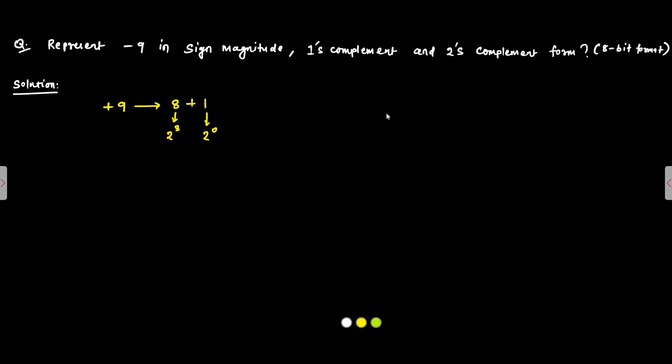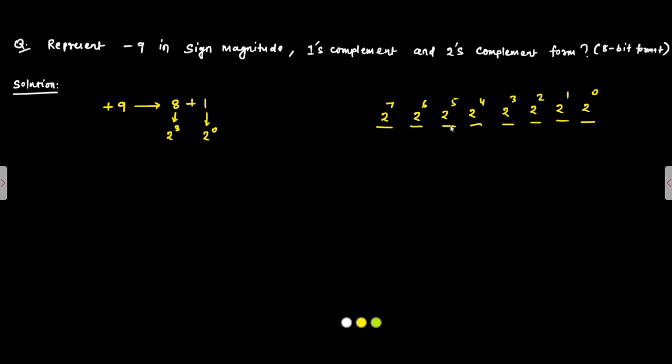So 2 to the power 7, 2 to the power 6, 2 to the power 5, 2 to the power 4, 2 to the power 3, 2 to the power 2, 2 to the power 1 and 2 to the power 0. Why? Because we are using 8-bit formats. So this is the weight associated with each bit.